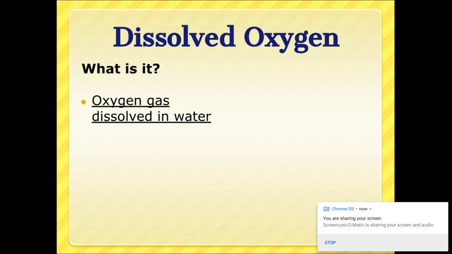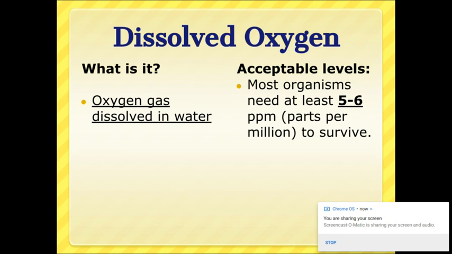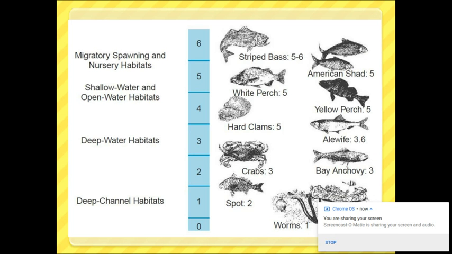Now, most aquatic organisms need a measurement of at least 5 to 6 ppm, which we call parts per million, to survive. If you look at the range of dissolved oxygen, you can see that striped bass need 5 to 6, white perch 5 to 6, and then we start to get to things like worms and spot, 2 and 1. So most of our fish that we would eat need that higher level of dissolved oxygen.